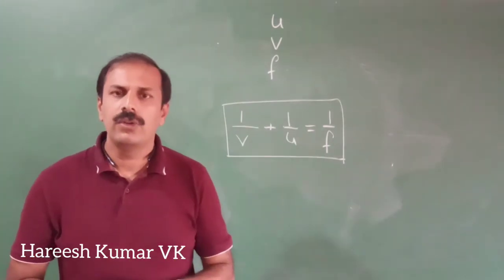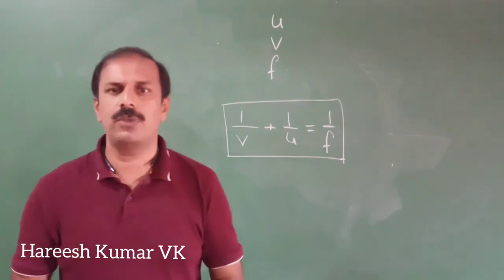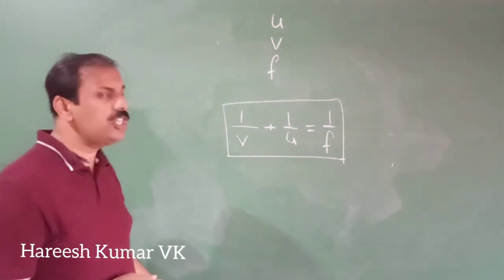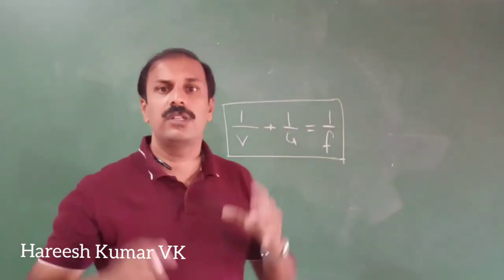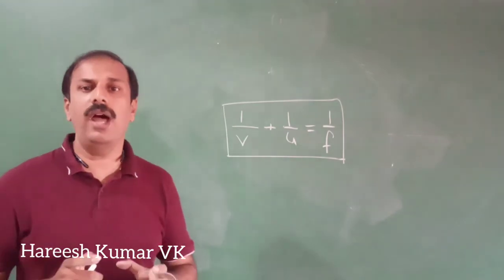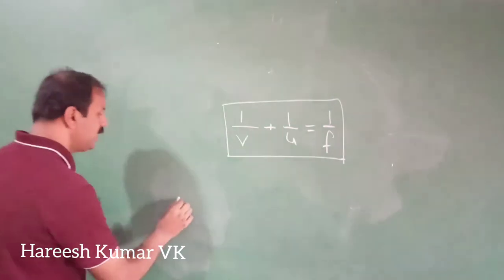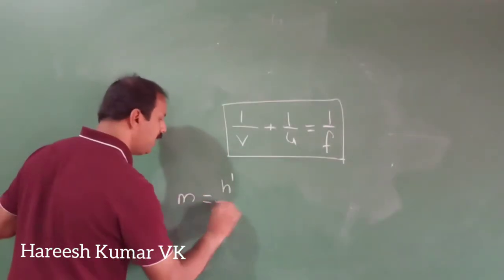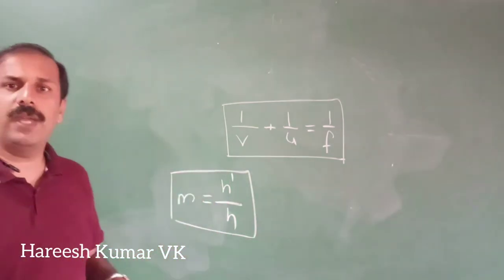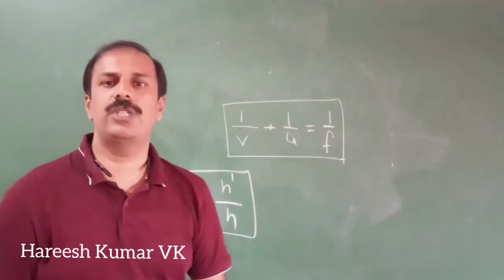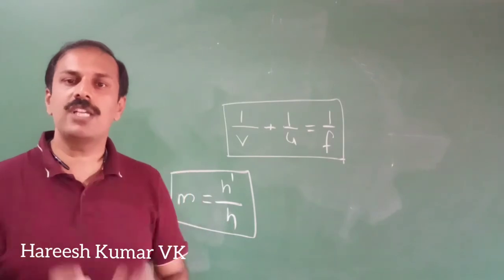Now we have one more thing that is called magnification, a new concept. Magnification is the ratio of the size of the image to the size of the object. That is called magnification. So magnification M is equal to H dash by H. What is H dash? H dash is the size of the image and H is the size of the object. So magnification is equal to the size of the image divided by the size of the object.